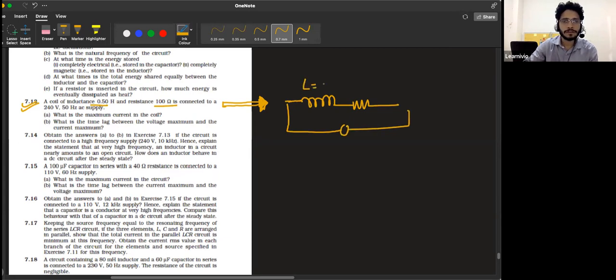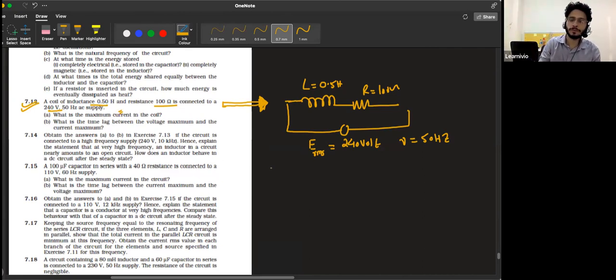So here the inductance is 0.5 Henry and resistance is 100 ohm. It is connected to a 240 volt supply. Which value of voltage is this, the RMS value or the peak value? Nothing is given, that means it's the RMS value. And the frequency is 50 hertz. This is the given data. You are supposed to calculate the maximum current in the circuit.